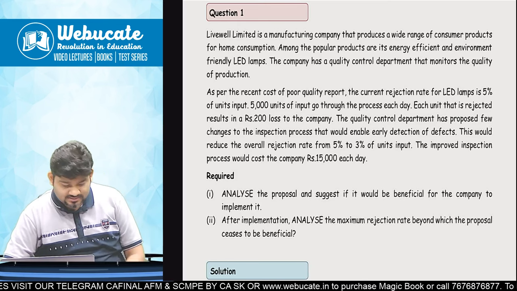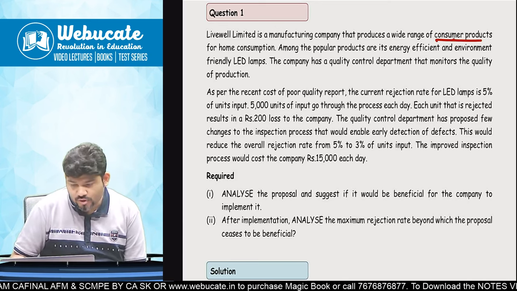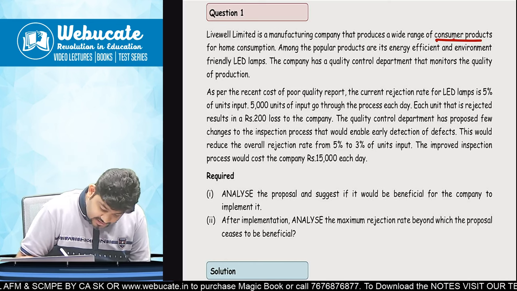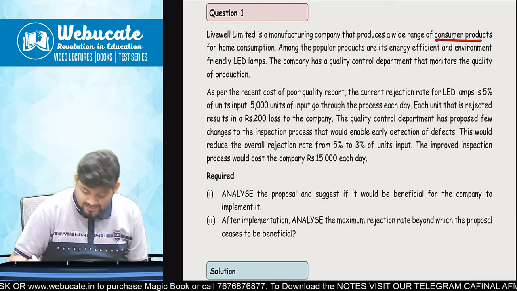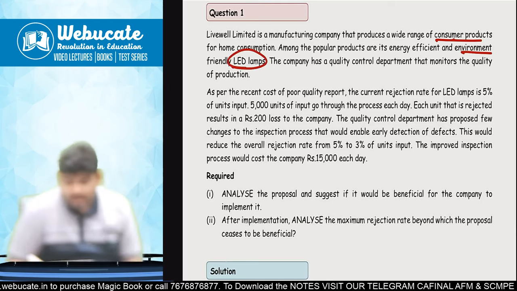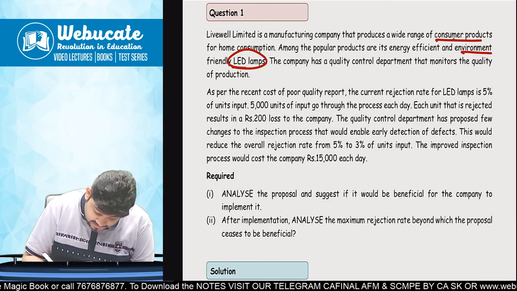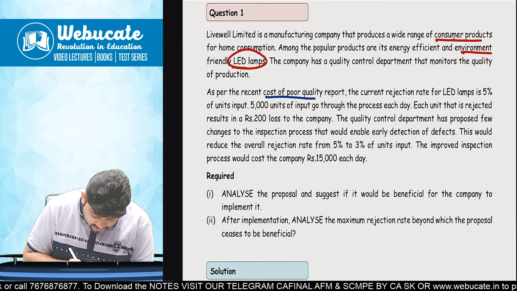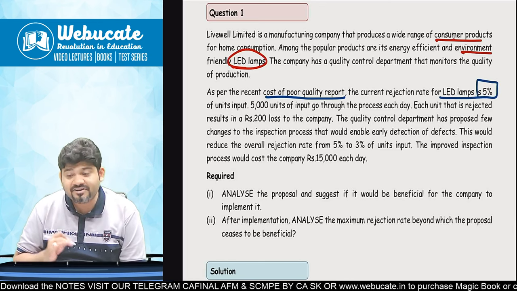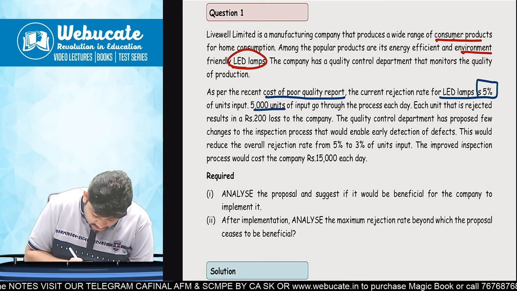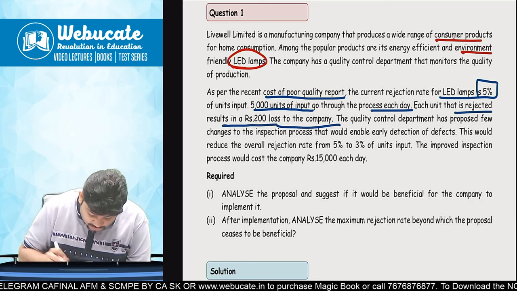Live Well Limited is a manufacturing company that produces a wide range of consumer products for home consumption. Among its popular products are its energy efficient and environment friendly LED lamps. The company has a quality control department that monitors the quality of production. As per the recent cost of poor quality report, the current rejection rate for LED lamps is 5%. 5,000 units of input go through the process each day. Each unit that is rejected results in a loss of 200 to the company.